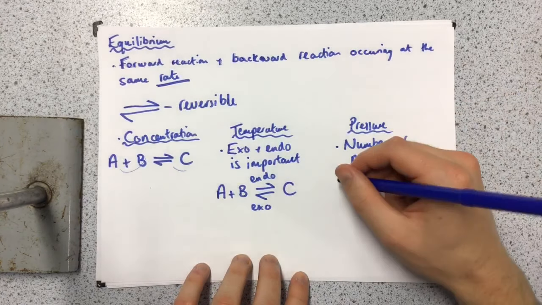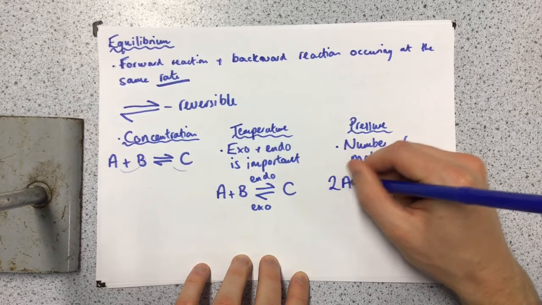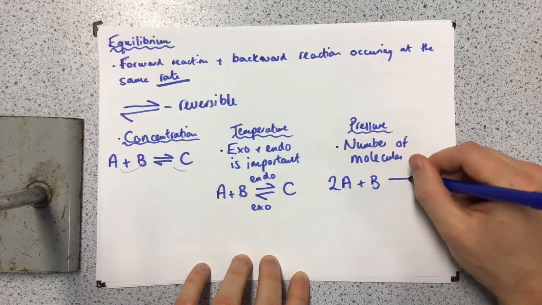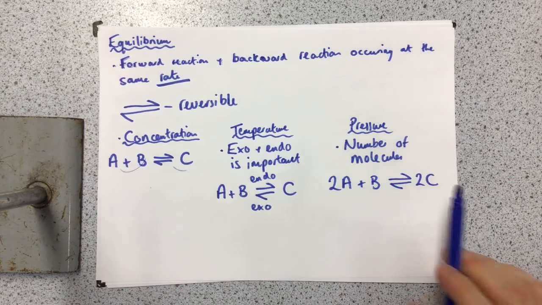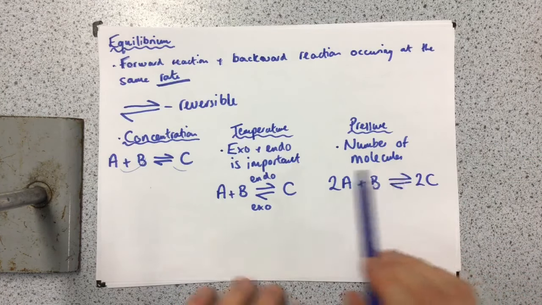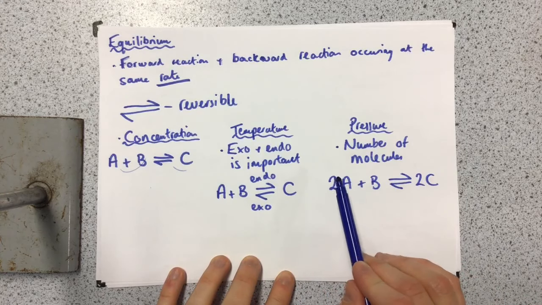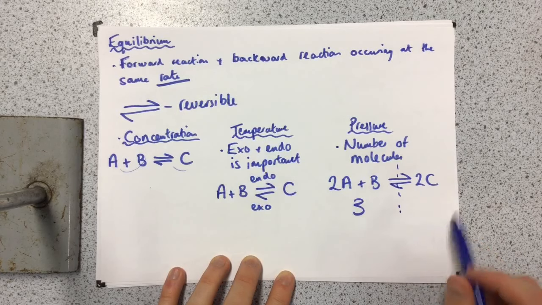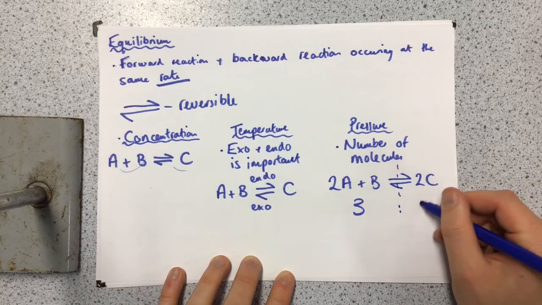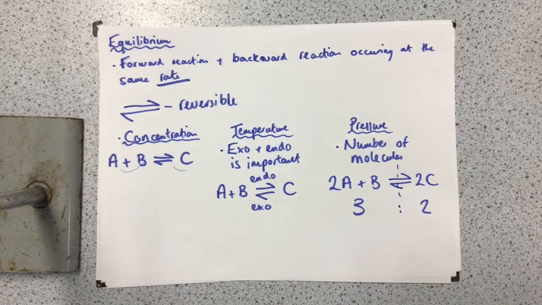So number of molecules. So let's say we've got 2A plus B making 2C. So this time we have to count the number of molecules either side of the arrow. So I can see here I've got 2 molecules of A, 1 molecule of B. So I've got 3 that side. This side I've got 2 molecules of C. So it's a 3-to-2 ratio in terms of my molecules.